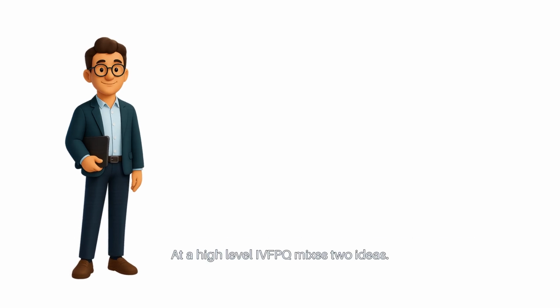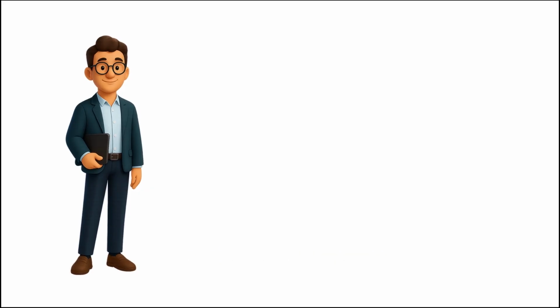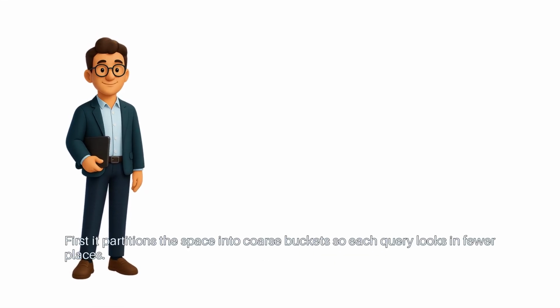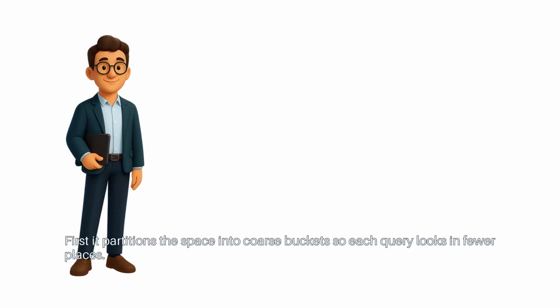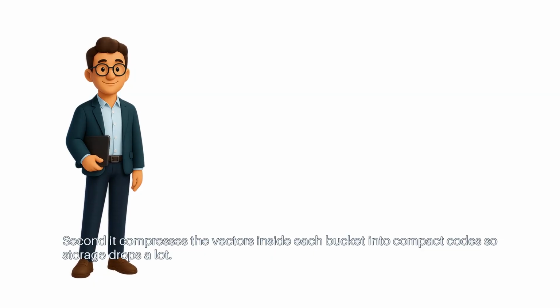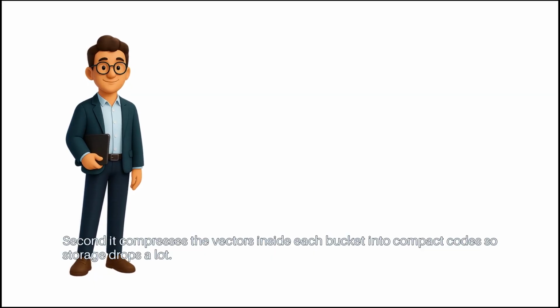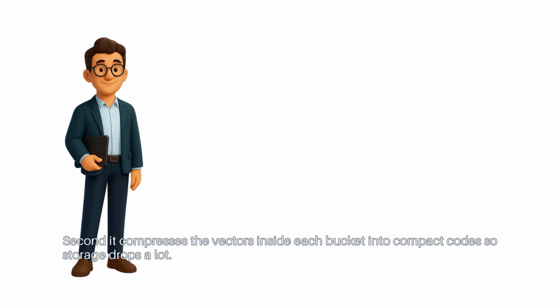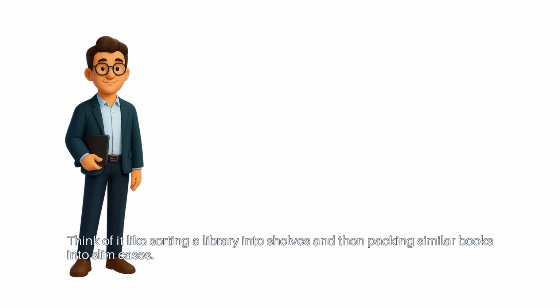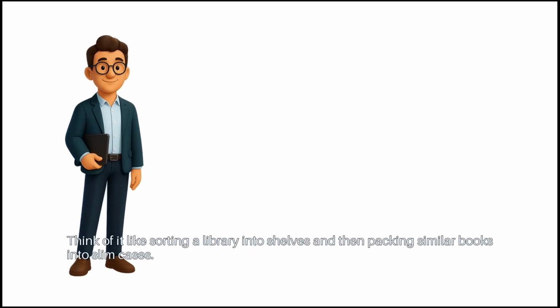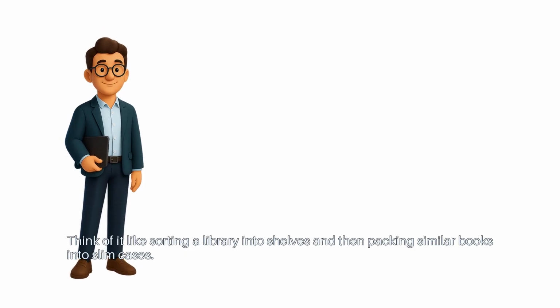At a high level, IVFPQ mixes two ideas. First, it partitions the space into coarse buckets so each query looks in fewer places. Second, it compresses the vectors inside each bucket into compact codes so storage drops a lot. Think of it like sorting a library into shelves and then packing similar books into slim cases.